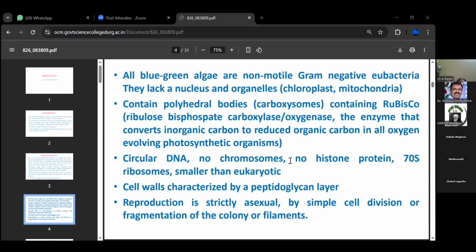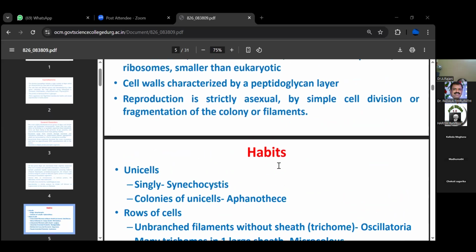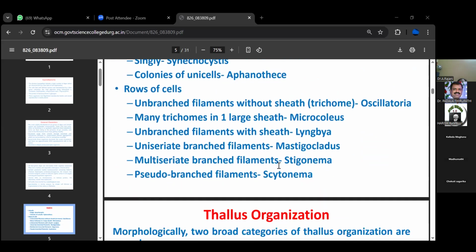Circular DNA is present, but no chromosome, no histone proteins. And what type of ribosome? 70S type of ribosome, smaller than the eukaryotic one. Okay, coming to the next, the cell structure of this organism. After that, I'll explain the cell.